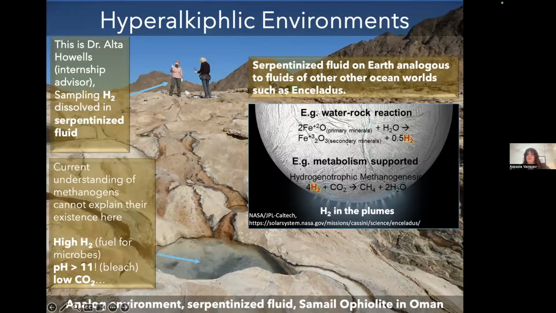So some of the environments that we study are hyperalkaline environments. Hyperalkaline environments are very high in hydrogen, very high pH, and very low in CO2. And these environments are a very good analog for other ocean worlds that might be in our solar system, like Enceladus. And some of these environments also house microbial life. Like this in the picture, we can see a serpentinized fluid hyperalkaline environment, which is the Samail ophiolite in Oman.